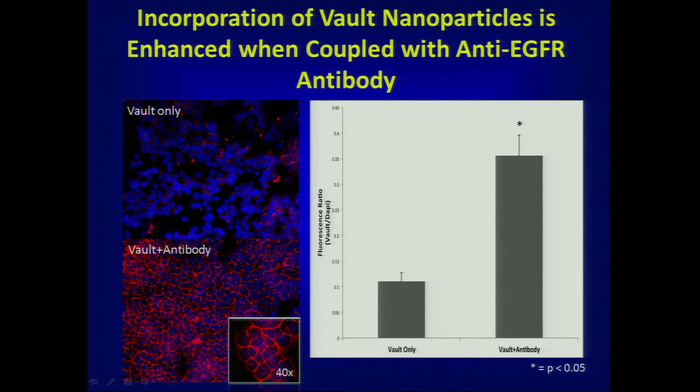After we did this, it looks qualitatively like there's an increase, but we wanted to get some kind of semi-quantitative answer of how robust an increase we're getting. So we took ImageJ, and we did the fluorescence ratio of our red dye, which in this case is Texas Red stain, to a DAPI background. What we see here is about a 3.5-fold significant increase in the incorporation of our nanoparticles when bound to an antibody.